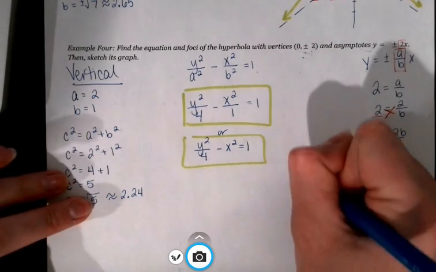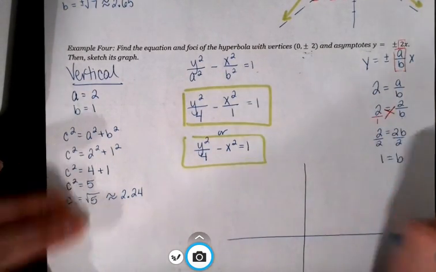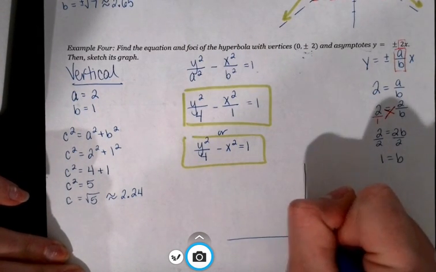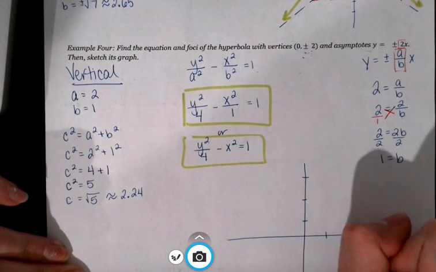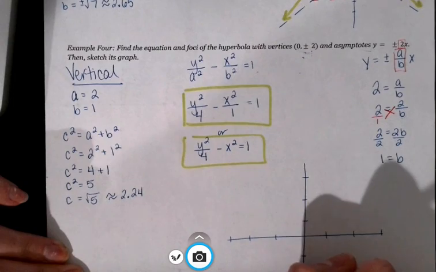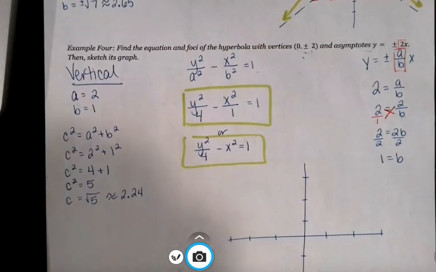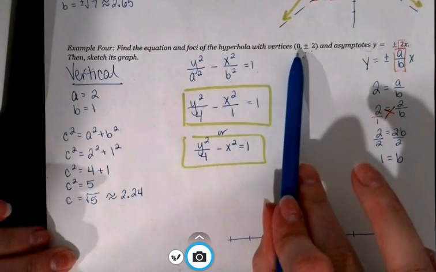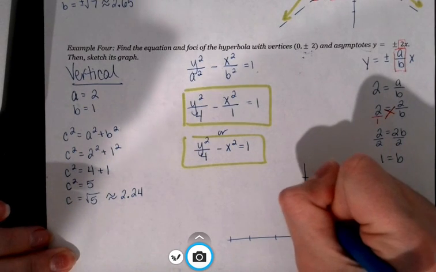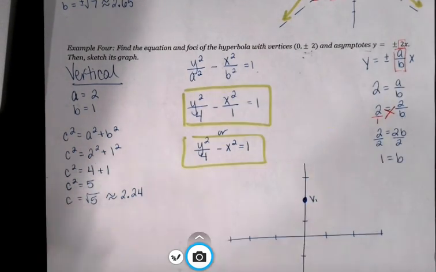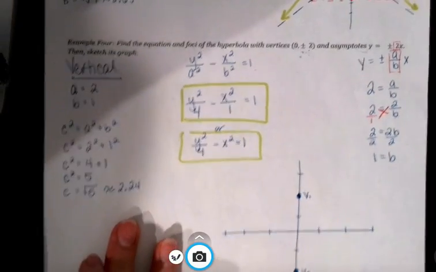So then for my graph, I'm going to sketch one down here. I'm going to go about 3 in either direction, and I'm spacing them out a little bit more since I have the room. Whoa, those are not even. So I'm going to start with my vertices and my foci. So my vertices are at (0, 2), so 1 there, and then (0, -2). There's my second one.